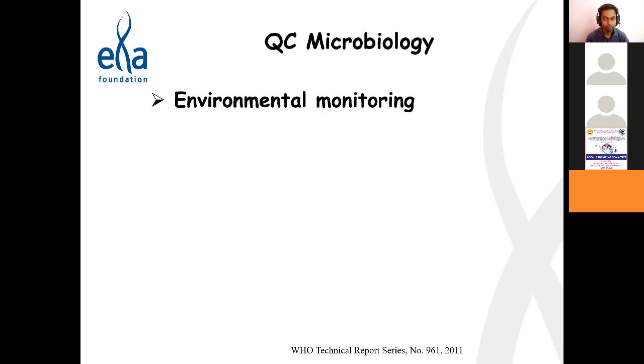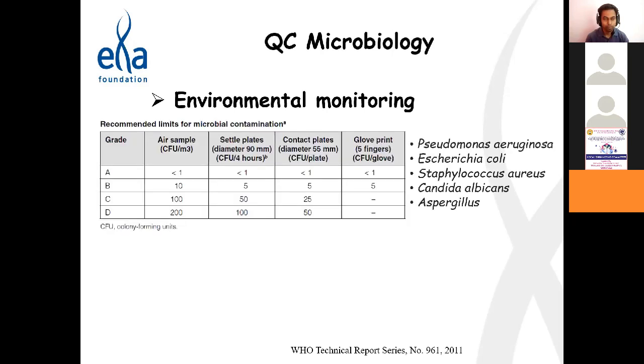QC microbiology does environmental monitoring of the production area and the GMP area, which is very important for the manufacture of a sterile product. This is something that I pulled out from WHO TRS. In this table, you can see the limits for the microbial content in the air sample, settle plate, contact plate, and glove print. There are some organisms that are used for testing the plates that are exposed in these GMP facilities.